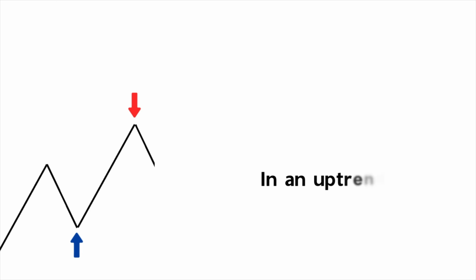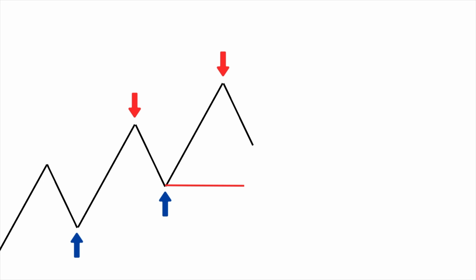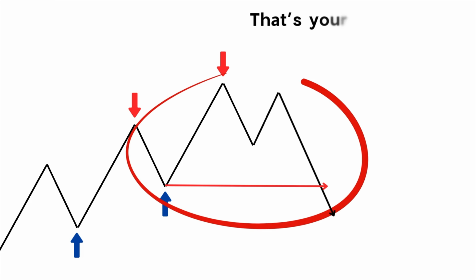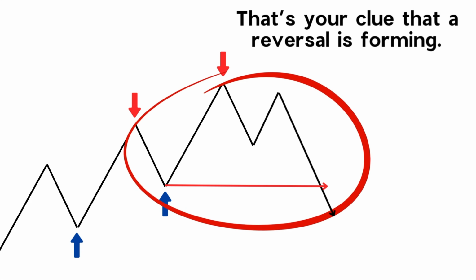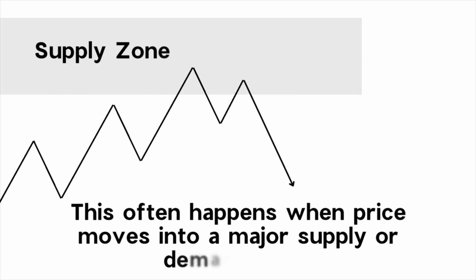In an uptrend, the price forms higher highs and higher lows. But when price fails to make a new high and instead breaks a previous low, that's your clue that a reversal is forming. This often happens when price moves into a major supply demand zone.